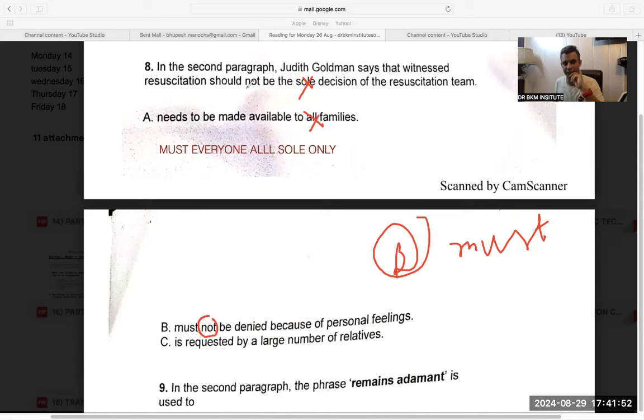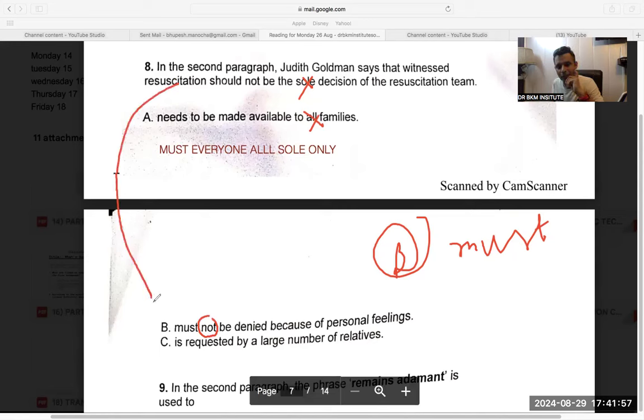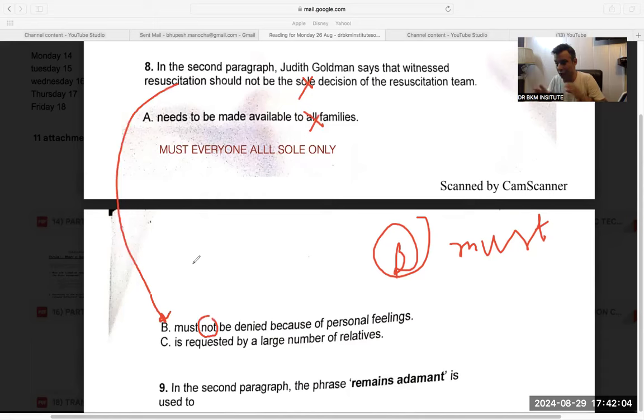Why? See, Goldman says that witness resuscitation must not be denied. If they would have said must be denied, that means 100% it should be denied. It's a rule. Must means it's a rule. But must not be denied means it should never be denied. Now it becomes a possibility. It should never be denied on the basis of a person. Yes, it should never be denied. It should never be denied on the basis of anxieties.